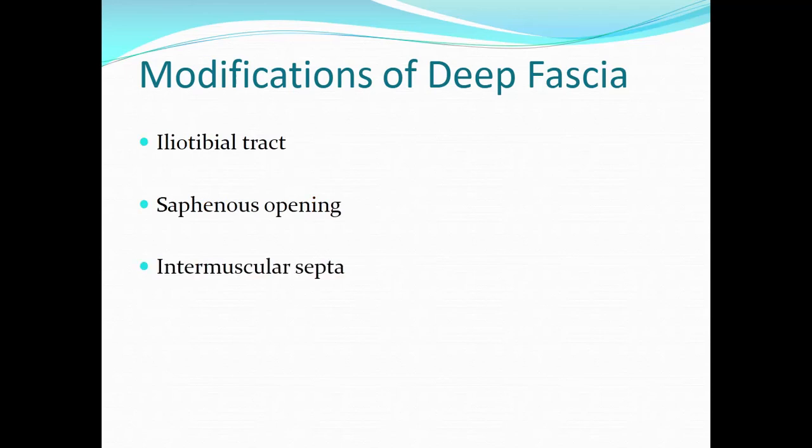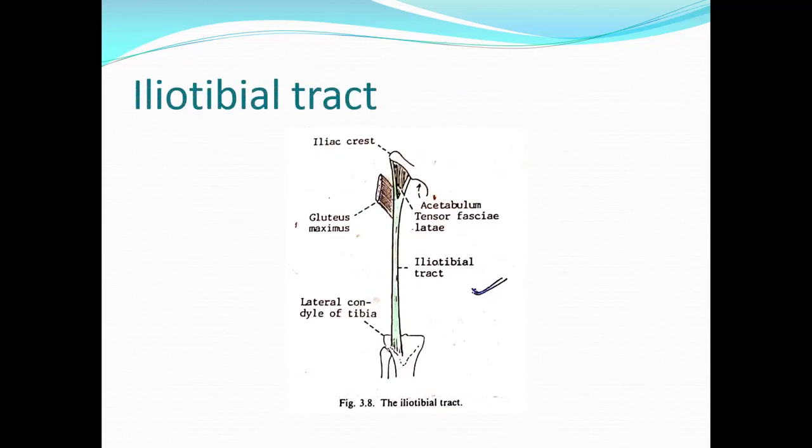Now there are three modifications of deep fascia: iliotibial tract, saphenous opening, and intermuscular septa. We will see them one by one. So this is the iliotibial tract. This is a band-like structure, 2 to 3 centimeters in width, and superiorly it has two slips. One is superficial and another one is deep.